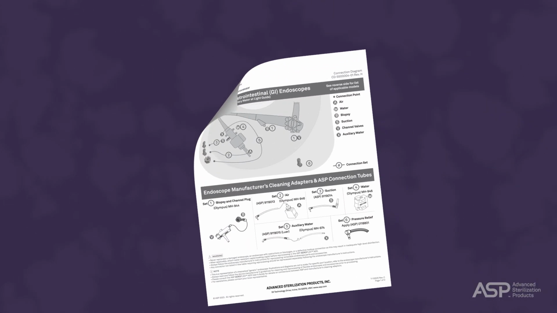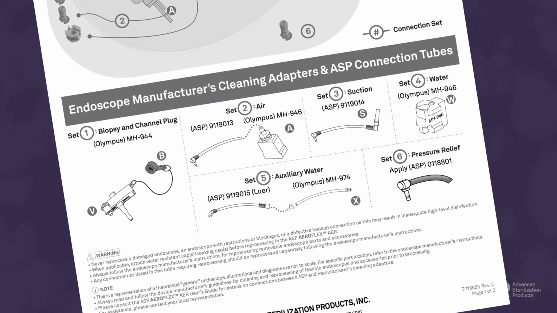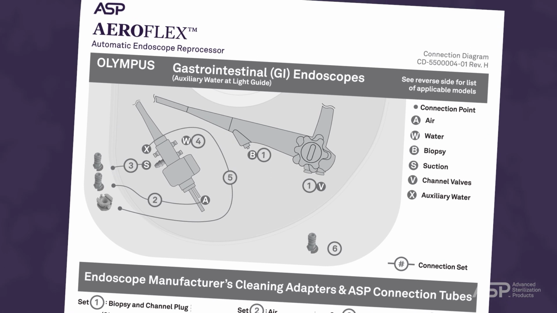The ASP AEROFLEX AER uses cleaning adapters provided by the endoscope manufacturer in combination with the ASP AEROFLEX AER connection tubes. Your local ASP representative will provide you with connection diagrams for the specific endoscope models in use at your facility. Connect the endoscopes as shown in the diagrams.